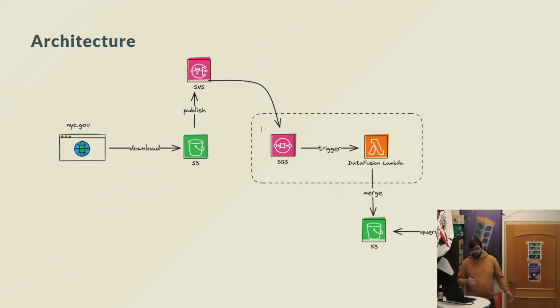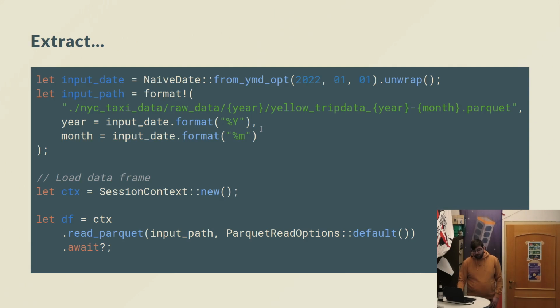That would just be an example on how you could architect this. All right, so let's get to writing some code. First, we want to have some kind of input date. In this case, the 1st of January 2022. We give it the path that it should load from. This is just a local path. All of this was implemented just for local use for now. And then you create your session context and load the data frame based on the input path.